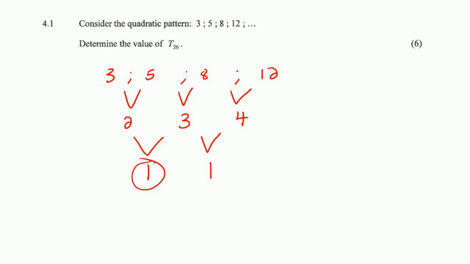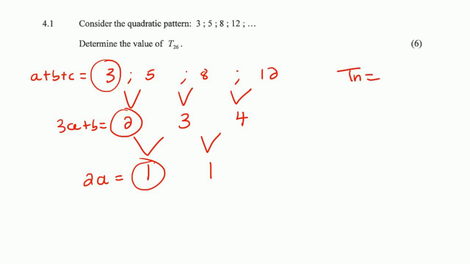Then we just know that we've got these 3 formulas that we always use over here. So we can say 2a equals, 3a plus b equals, and then a plus b plus c equals. Now remember, the basic formula of a quadratic is an squared plus bn plus c. So what we do is we start here at the bottom and we try to get a. So a would be, if you had to get a alone, you would get 1 over 2. Okay, so now we have a.